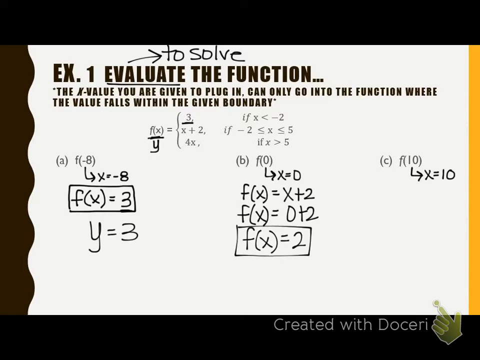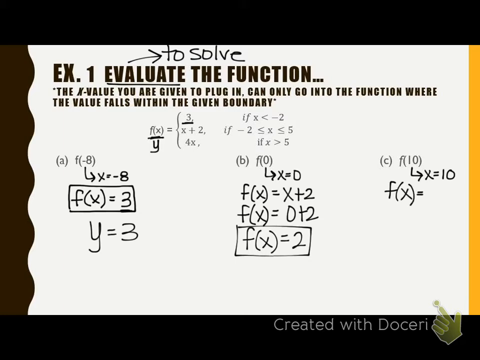All right. Letter C. The x value is 10. First boundary. Is 10 less than -2? Nope. Second boundary. Does 10 fall between -2 and 5? Nope. Third boundary. Is 10 greater than 5? Yes. So which function are we using for letter C?